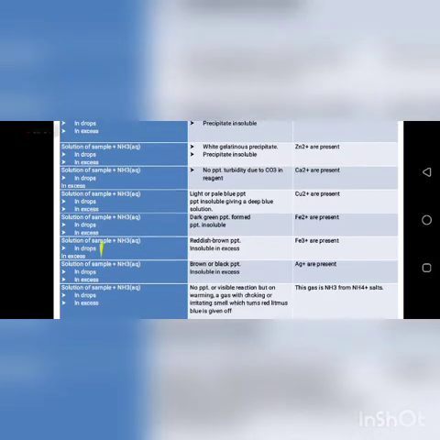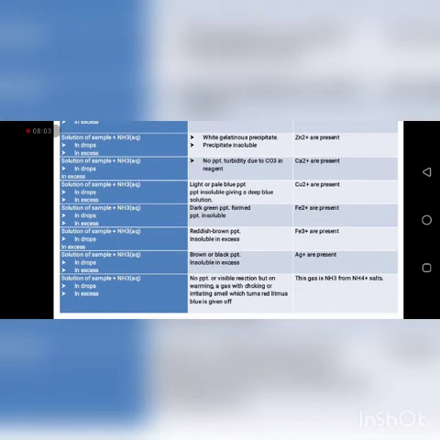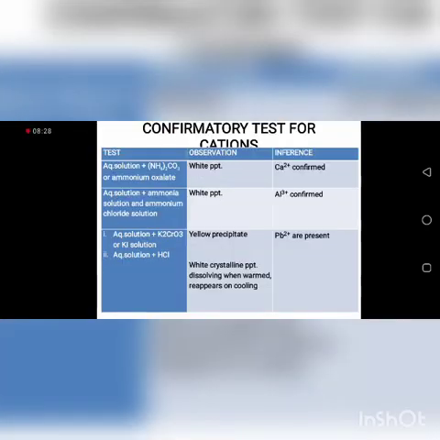And for the last one, you add aqueous ammonia to the solution of the unknown sample in drops and excess, and there is no precipitate, no visible reaction. It confirms that ammonia gas is evolved, and this ammonia gas is coming from the ammonium ion salt present. So these are the ways to identify cations using the two reagents, sodium hydroxide and aqueous ammonia. So let us now see the confirmatory tests for cations.